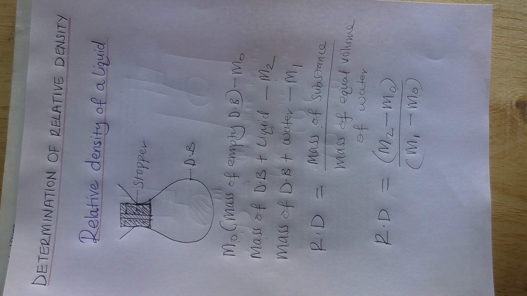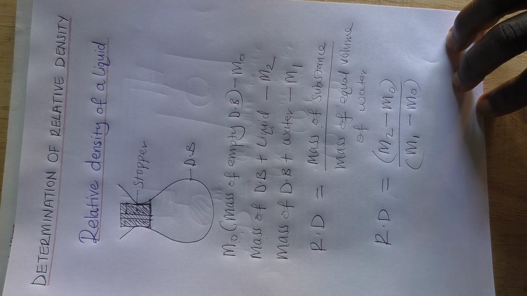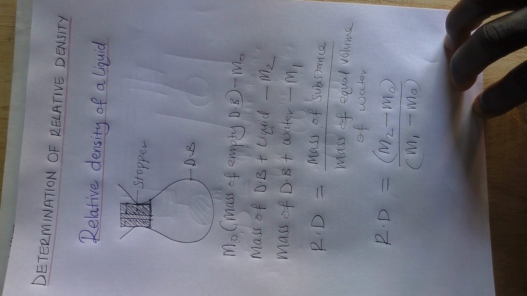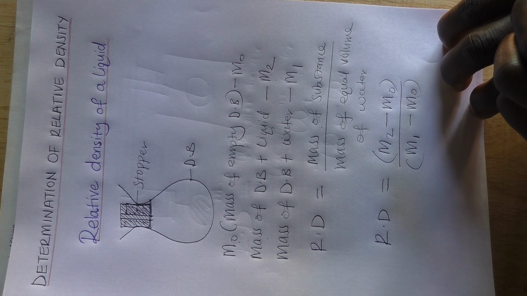whereby the procedures are: we shall measure the mass of an empty dry clean density bottle with its stopper and note that mass as m0. We also measure the mass of the density bottle with its stopper but filled with the liquid and note that mass as m2.